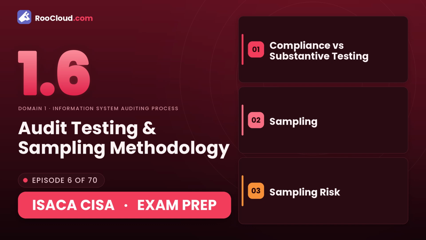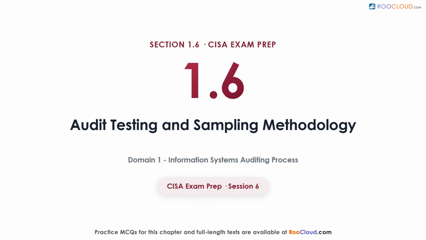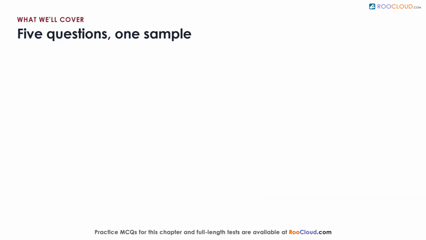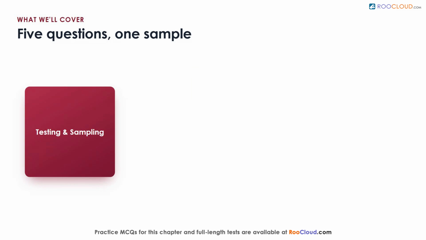Welcome to section 1.6. This is the sixth session of the ISACA CISA exam prep series. In this session, we'll cover audit testing and sampling.